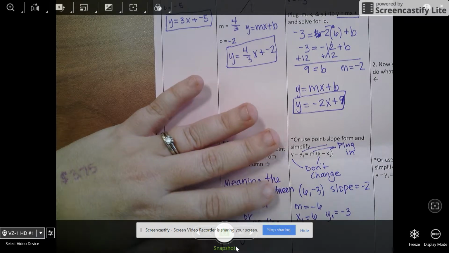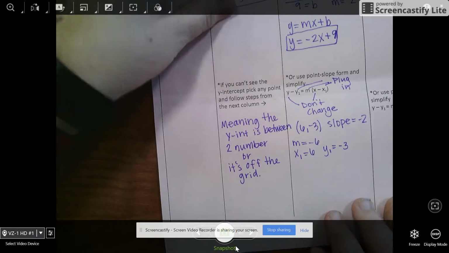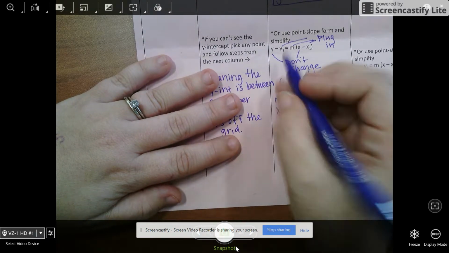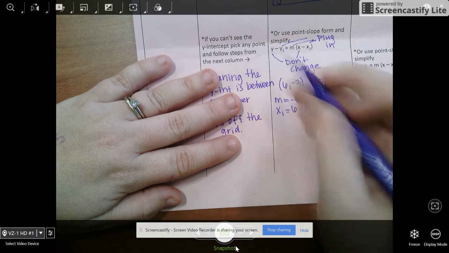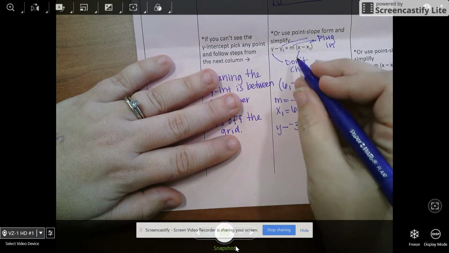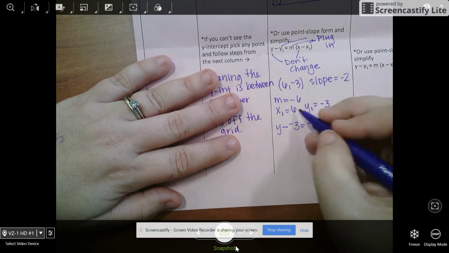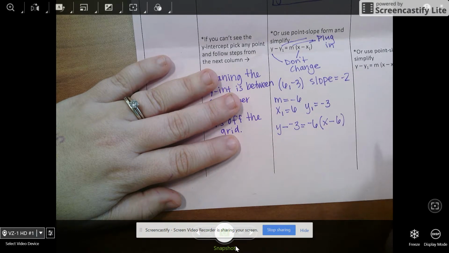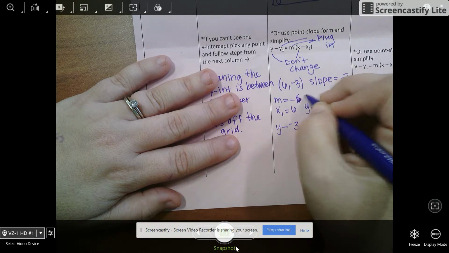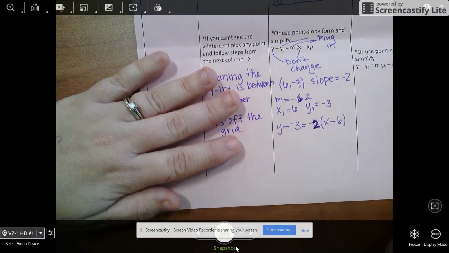Now here's the deal. If you don't want to remember an extra equation, don't use this form. You don't have to. This is only if you would prefer to use it. So I'm going to plug it in this equation up here. So y minus y1, which is -3, equals m, which is -2, times x minus x1, which was 6. Oops, did I write down the slope wrong? I'm sorry, you guys. This is -2. Okay, so I'm going to distribute.